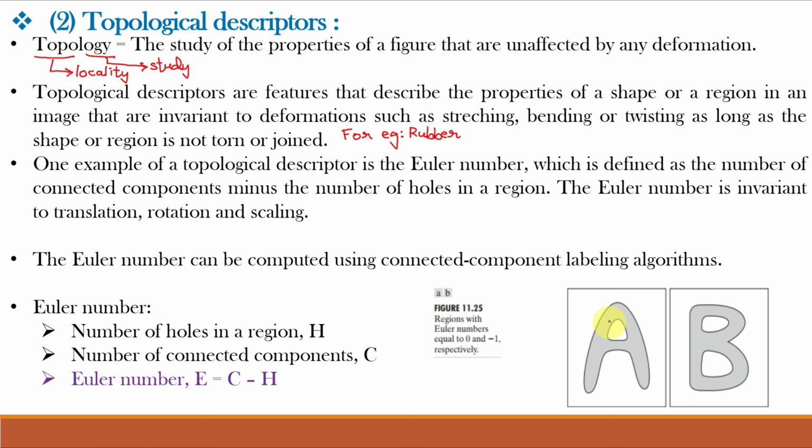For example, say for this figure, the number of connected components or the number of objects is 1. So E is equal to connected component or object, that is 1, minus the number of holes. So there is one hole in this object. Okay, so hole is also 1. So it will come out to be 0. Similarly, for this B, the number of connected component C or object is 1 minus the number of holes is 2, which is equal to minus 1.